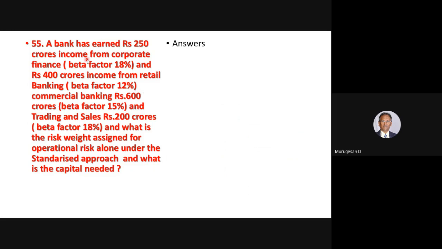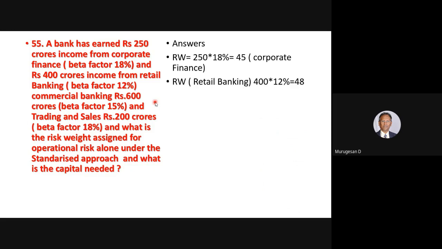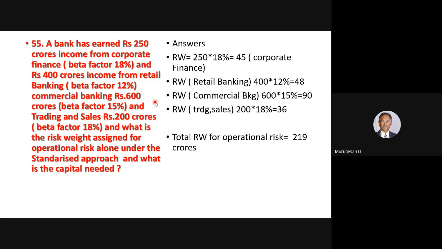Here, the corporate finance beta factor they have given. If they don't give, you have to remember. So 250 into 18%. Here 400 crores income they have earned. But it is not alpha factor, it is beta. Alpha factor is applicable in the basic indicator approach. Here in the standardized approach, the beta factor for this line is 12%. So 400 into 12% is how much? 48. You see the answer. The 48 crore is the risk weight. On that total risk weight you calculate 9%, and you get the answer.